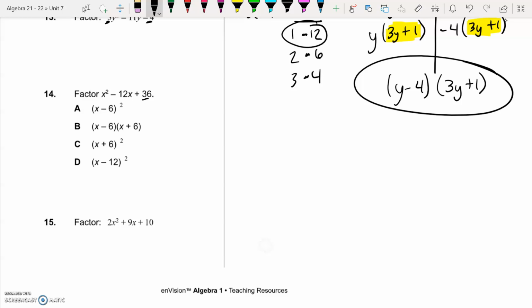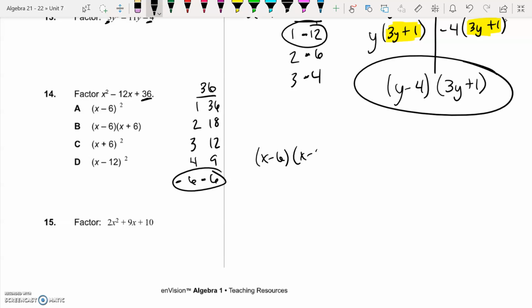Number 14, I need to multiply to 36, but add to a negative 12, so I would do 1 and 36, 2 and 18, 3 and 12, 4 goes into it 9 times, 6 and 6. And if you think about it, if you make them both negative, it's going to factor into that negative 12. Well, x minus 6 and x minus 6 is the same as saying x minus 6 to the second power, so the answer is A.